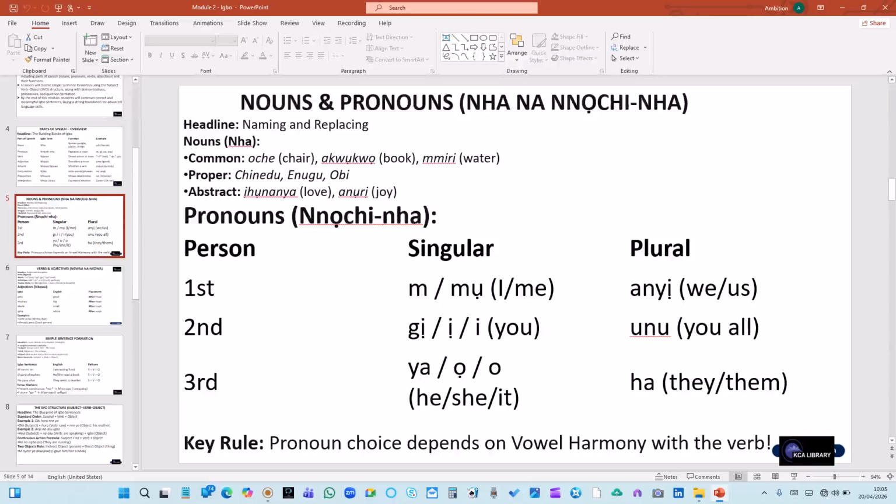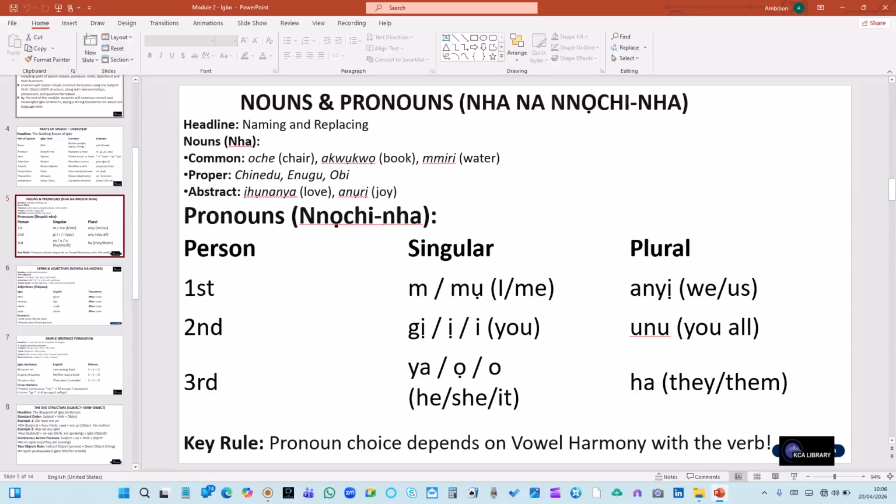Having known that, let us look at the noun and pronoun. That is aha na nnochiaha. That is naming and replacing. Now aha. Common examples of noun in Igbo are oche, which means chair, akwụkwọ, which means book, mmiri, which means water. Then proper nouns like the name of a person like Chinedu, Enugu, Obi. These are examples of proper nouns in Igbo. Then we have abstract nouns like ịhunanya, which means love, and ọṅụ, which means joy.